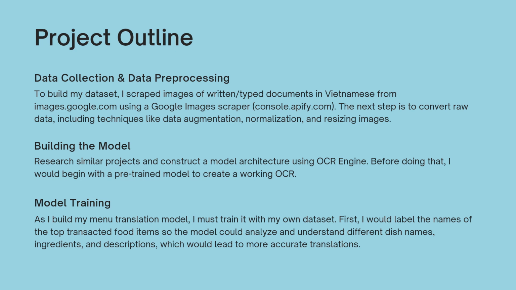Model training is essential. As I built my menu translation model, I must train it with my own dataset. First, I would label the names of the top transacted food items, create dictionaries, so the model could analyze and understand different dish names, ingredients, and descriptions, which would lead to more accurate translation.